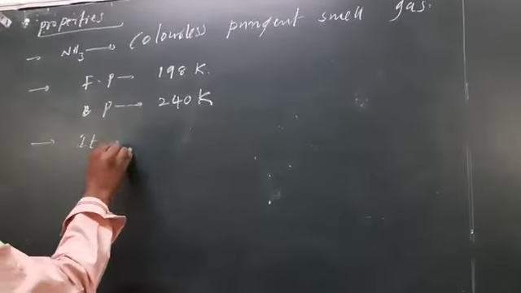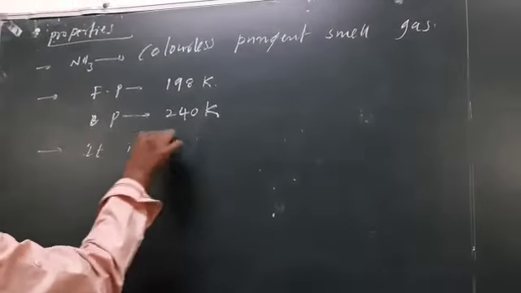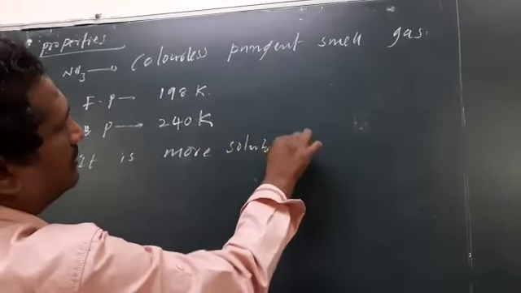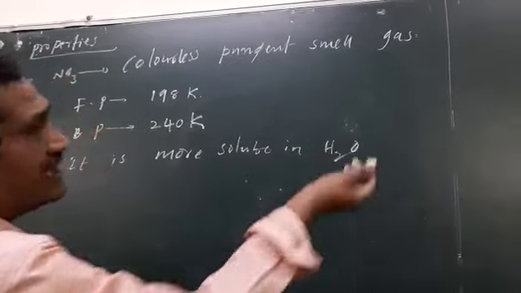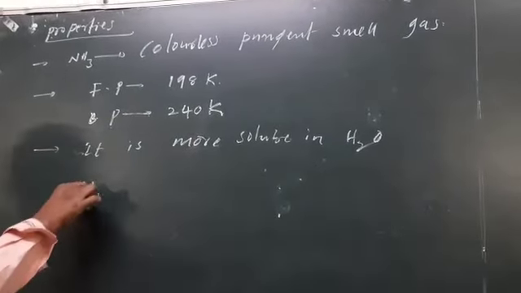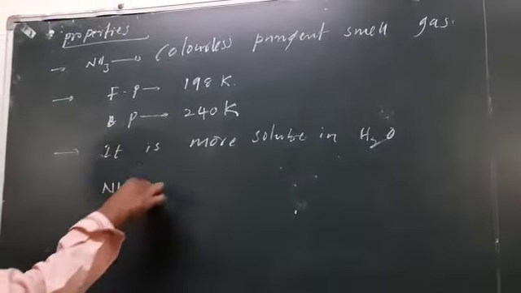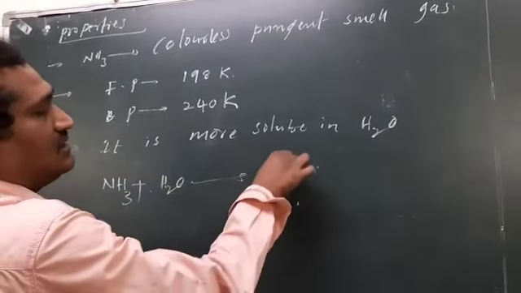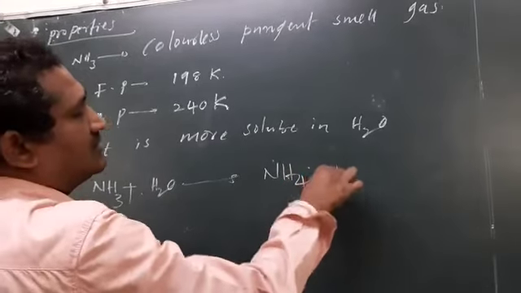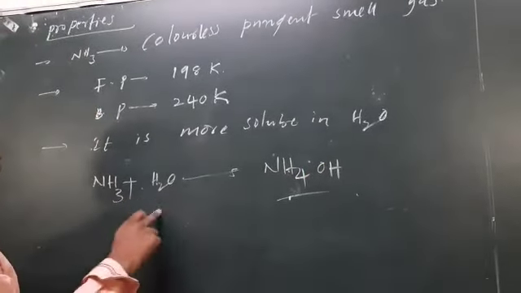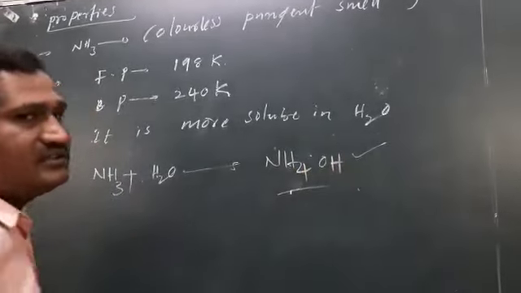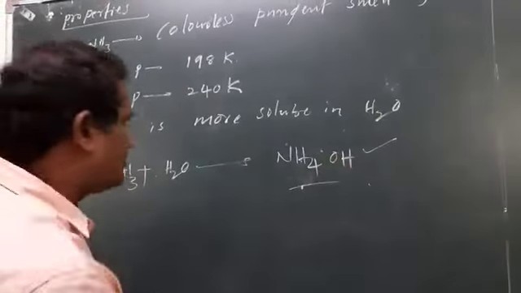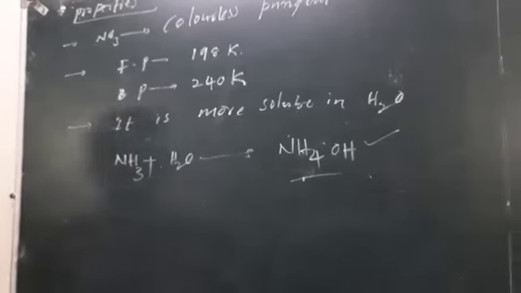It is more soluble in water because of hydrogen bonding. So ammonia dissolves in water and reacts with water to form ammonium hydroxide. In water, ammonia mostly exists in the ammonium hydroxide form.